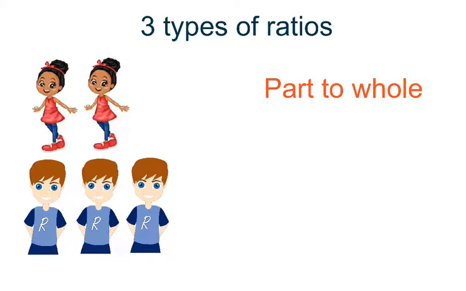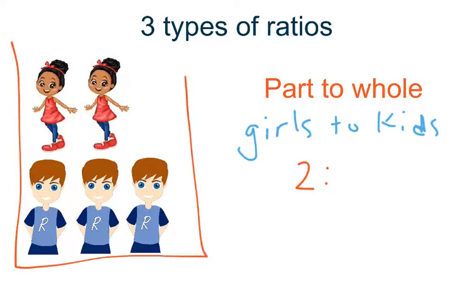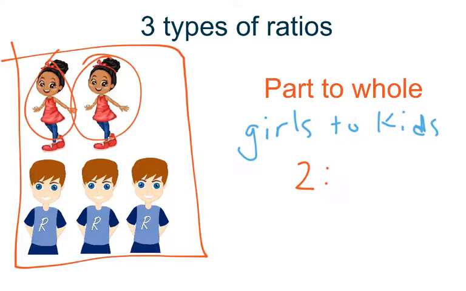The next type of ratio is part to whole. In this case, we are going to be comparing girls to kids. Now for this one, there is an added step because we can count, yep, there's 2 girls. But how many kids are there? Because kids would include boys and girls. And this is where we count them as a whole. Okay, so there are 2 girls right here, but how many kids are there?